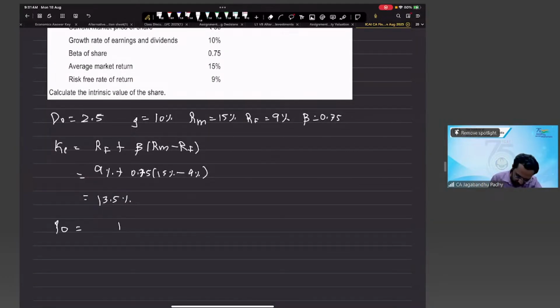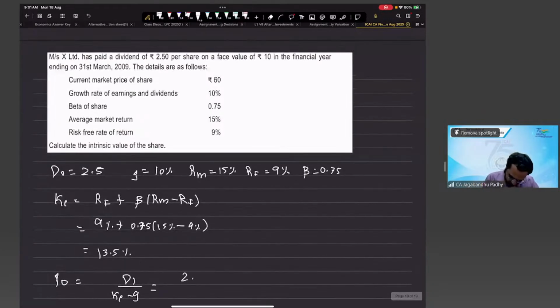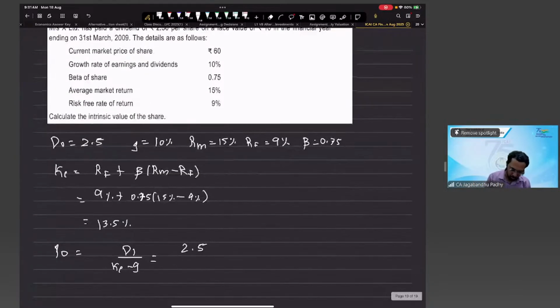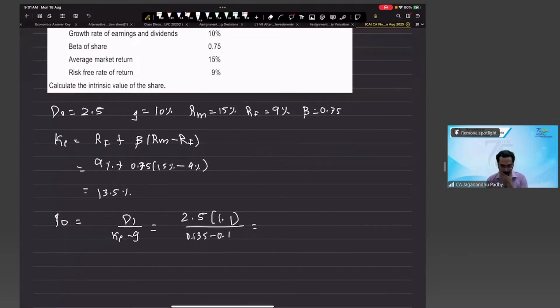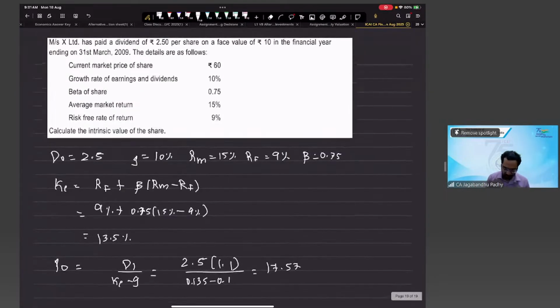We can definitely calculate the price as D1 upon K minus G. So D1 is like 2.5, the dividend that you have paid right now. So 2.5 into 1.1, the growth rate, upon 0.135 minus 0.1. Yeah, so what's the price? 78.57.